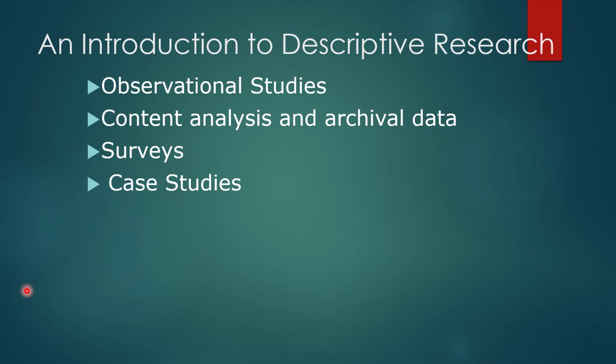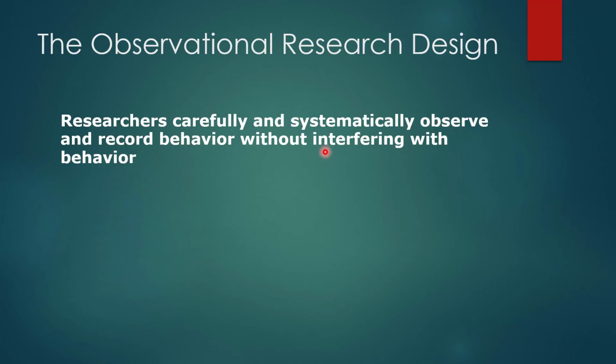So the first type of study we're going to talk about are observational studies. The observational research design is where researchers carefully and systematically observe and record a behavior. With that systematic observing and recording, typically they have an idea of what they're going to observe before they sit down to start observing, and they have an idea of what they're recording as well. And the goal is to try not to interfere with the behavior. And we'll see that can be difficult, but there's ways to get around that.